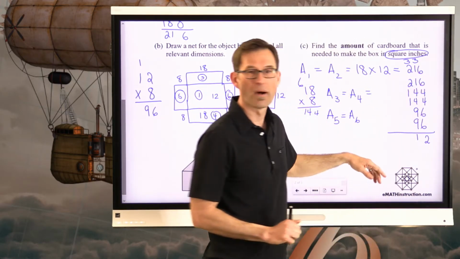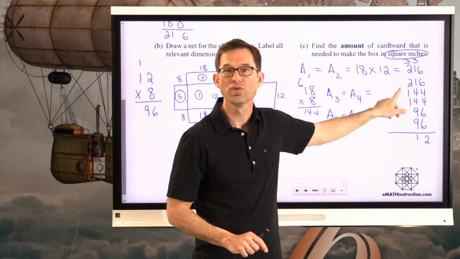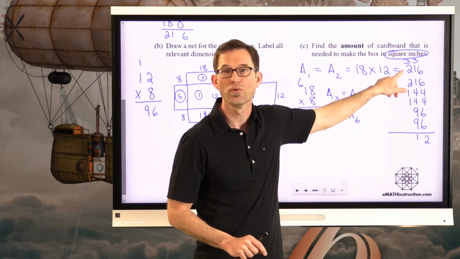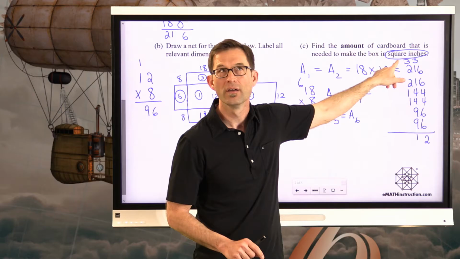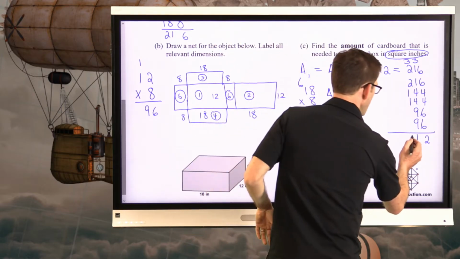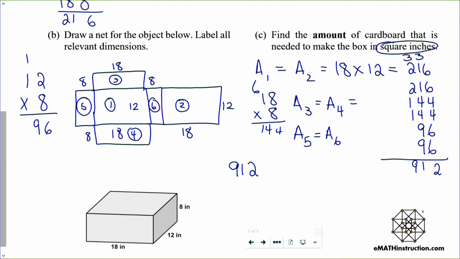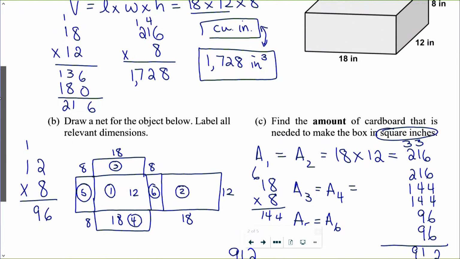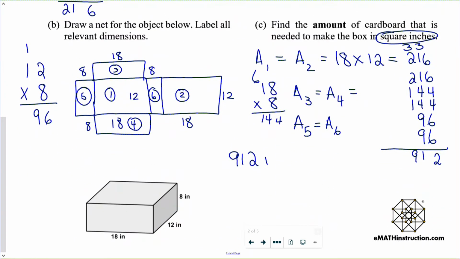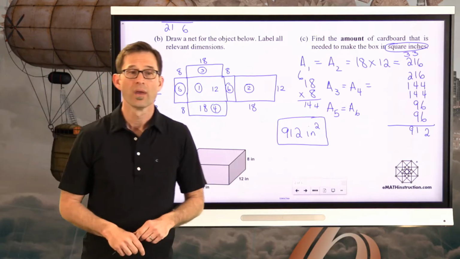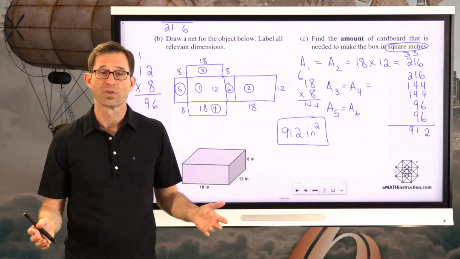And finally, in my hundreds column, 1 plus 1 is 2, plus 2 is 4, plus 2 is 6, plus 3 is 9. So I'm going to get 912. What are my units? Inches. So in this case, square inches. 912 square inches. All right, a lot of work for surface area.